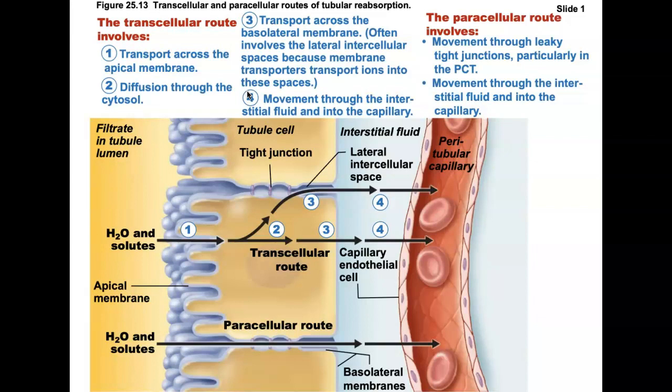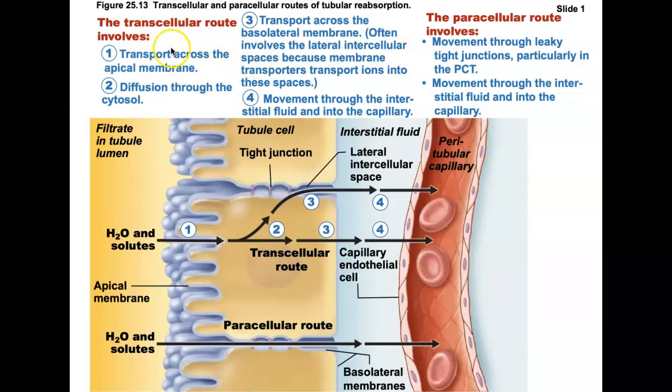The movement of substances in the paracellular route happens between the tubule cells, and this is limited by the tight junction connecting these cells. In the proximal nephron, however, these tight junctions are leaky and allow water and some important ions such as calcium, magnesium, potassium, and some sodium as well to pass through the paracellular route.